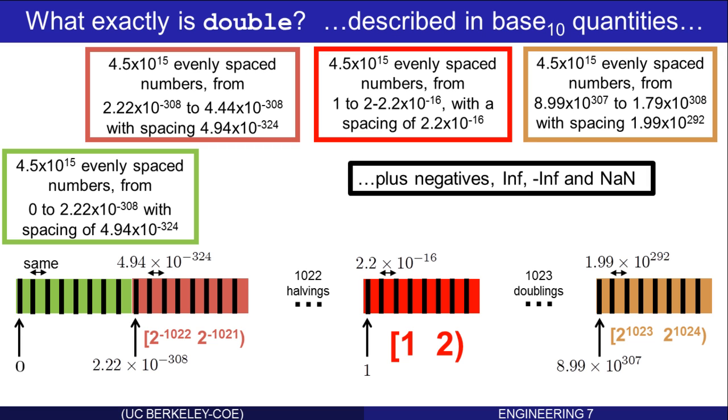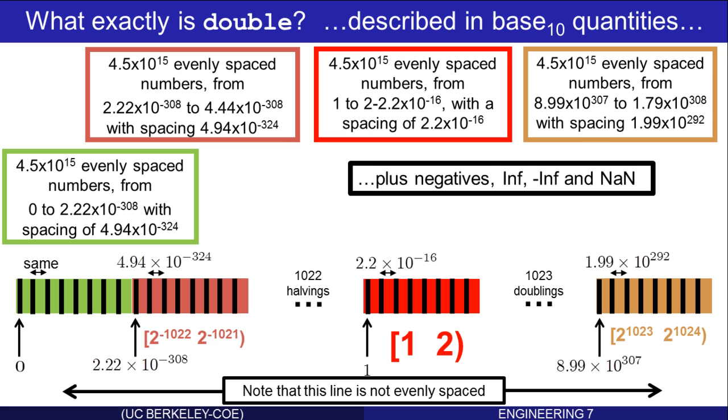In addition, there's the negatives of these numbers, and then the special numbers inf, negative inf, and not a number. Again, this line is not evenly spaced. So double is nothing more than a finite number system with quite a few, on the order of 10 to the 18th, representable numbers.